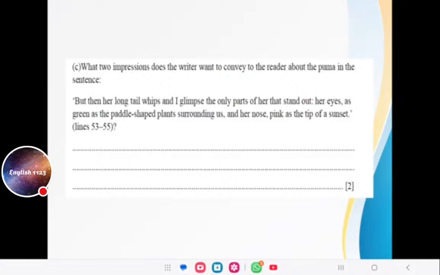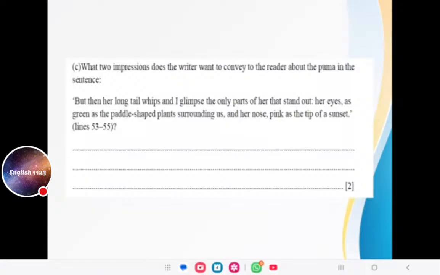What two impressions does the writer want to convey to the reader about the puma in the sentence? But then her long tail whips, and I glimpse the only parts of her that stand out. Her eyes, as green as the paddle-shaped plants surrounding us, and her nose, pink as the tip of the sunset. Different impressions are available here.